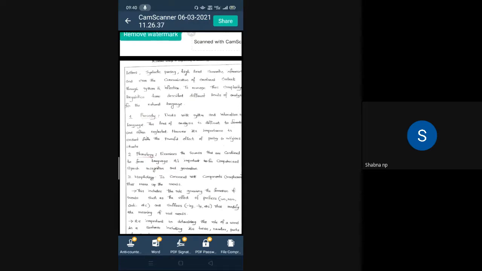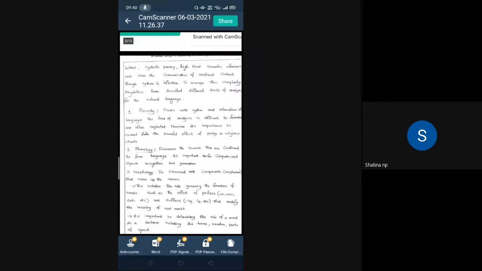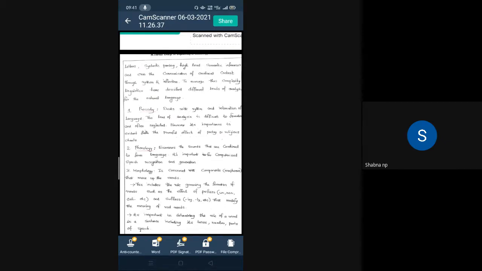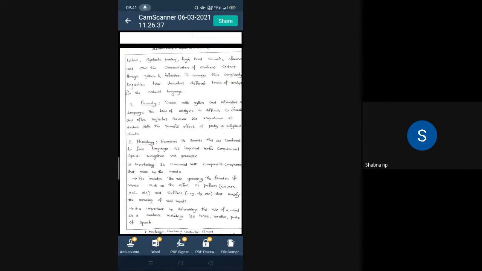Then phonology. What is meant by phonology? Phonology examines the sounds that are combined to form the language. It deals with sound. It's important for computerized speech recognition applications. So there are different speech recognition applications. It should handle the sound to understand the natural language. That type of analysis is called phonology.